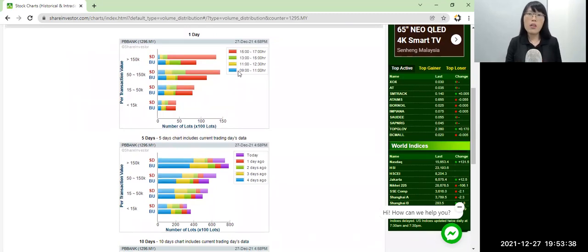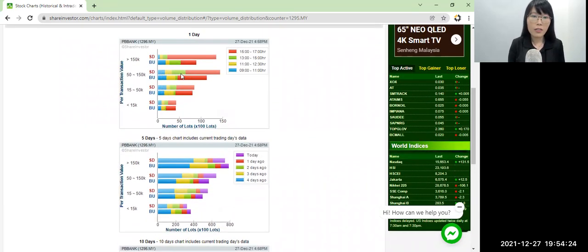Normally, the volume distribution chart is used to see the big funds and retail investors. For example, the range of 50K and above are institutional investors, while the range from 15K to 50K are retail investors. BU means buy up, ST means sell down. This chart can let us know if there is any big fund entering a particular stock.